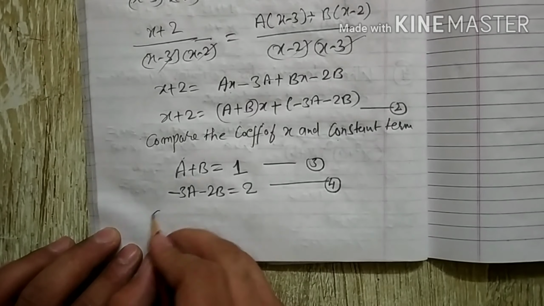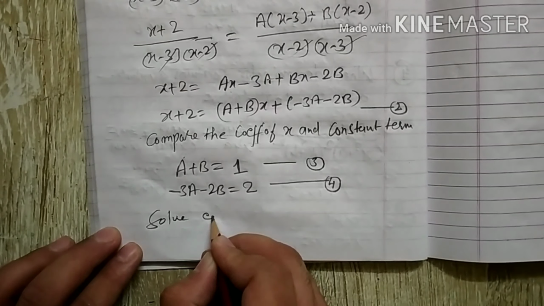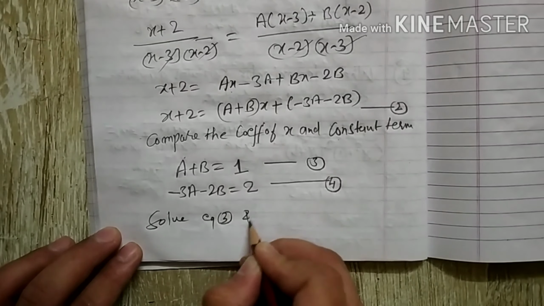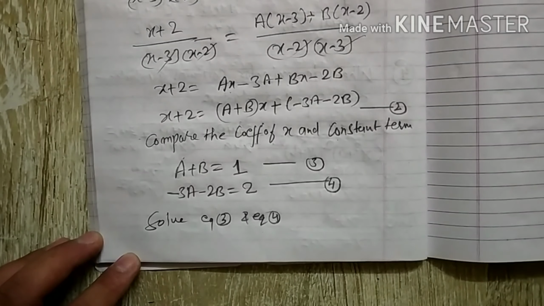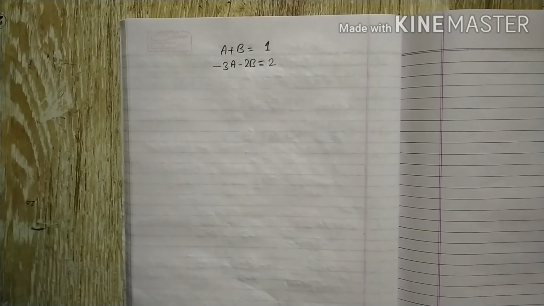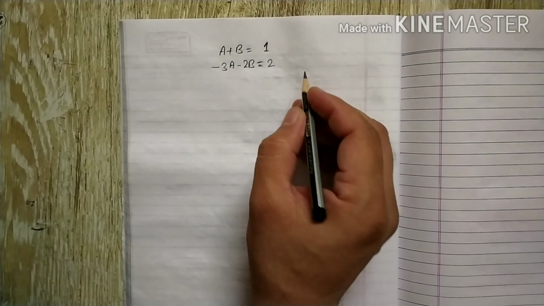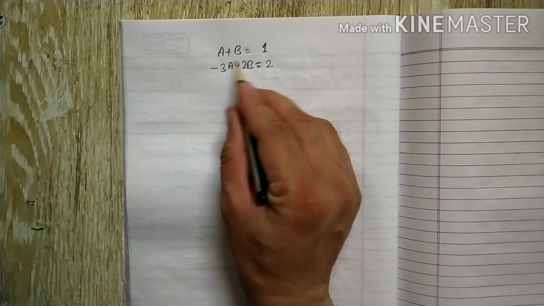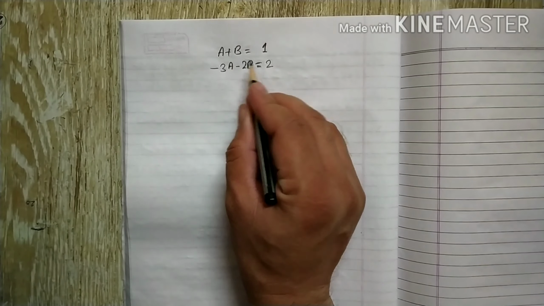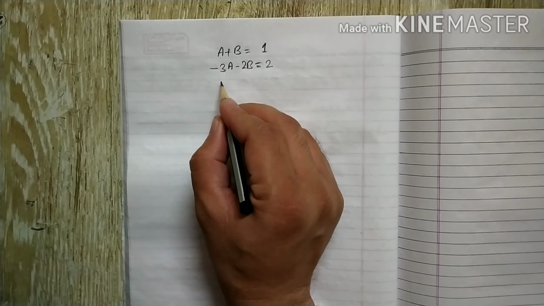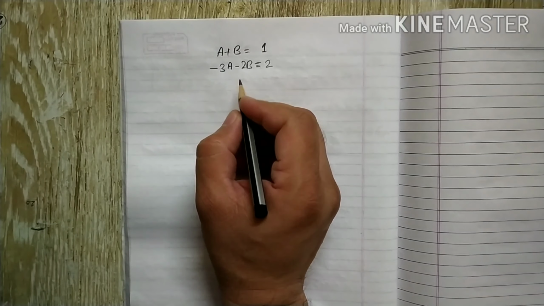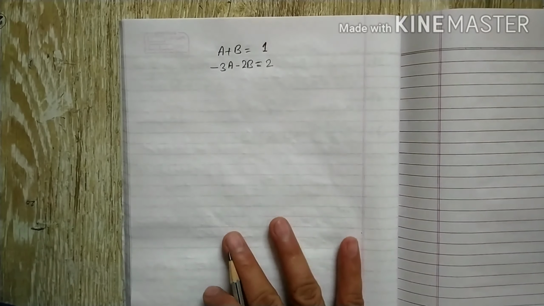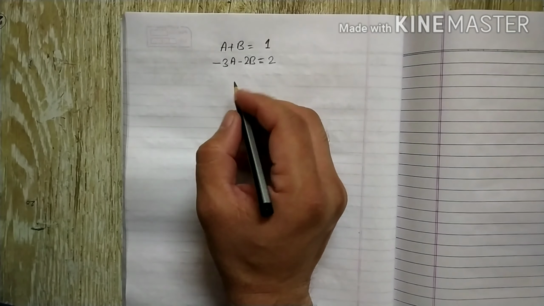So solve equation number 3 and equation number 4 by your convenient method. Okay, see this, students, I'm solving the equations. I wrote both the equations from the previous page: a plus b equals 1 and 3a minus 2b equals 2. You can use any method as per your choice. I'm using the elimination method here.